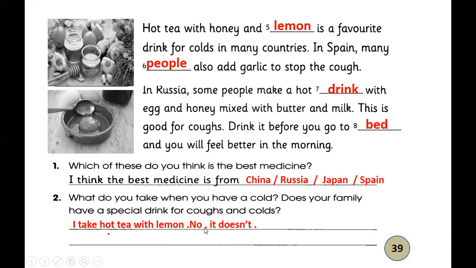Does your family have a special drink for coughs and colds? You can say no, it doesn't. Yes, it does. Consider family here as it. You can say no, it doesn't. Or you can say yes, they have a special drink. They give me, for example, a special drink for coughs and colds, such as medicine.